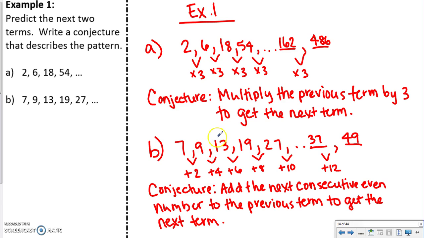Okay? So the act of what we just did, when we did part A, we looked for a pattern, predicted the next 2 terms, and came up with a conjecture that describes the pattern. That whole process that we performed on part A was inductive reasoning. You look for a pattern, maybe you have to predict what's going to happen next, and then you come up with a conjecture based on what you observed. Same thing here. We looked for a pattern, predicted the next couple of terms, and then made a conjecture that described it. All of that process for part B was inductive reasoning. Okay?